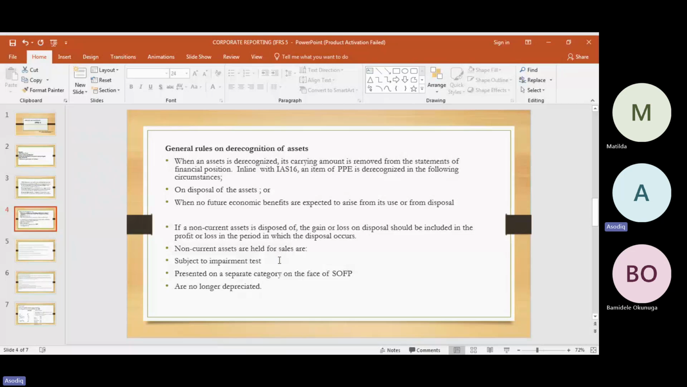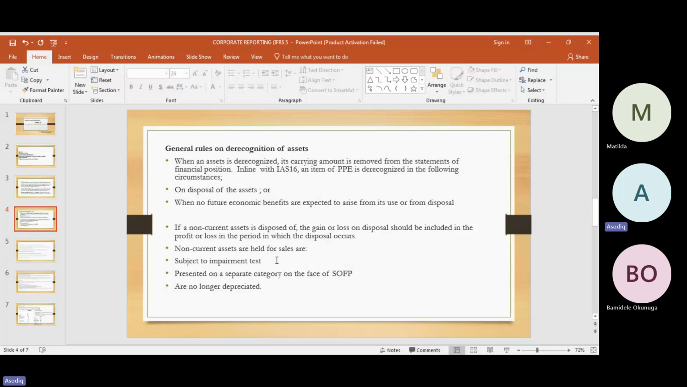So non-current assets held for sale are subject to impairment test. Once I realize that a particular asset has been subjected to impairment, that means that once your recoverable amount is lower than the carrying amount, you have impairment. So that asset has to be written down in our statement of financial position, presented in a separate category on the face of the SOFP. So I'm going to prepare that account separately with notes to accounts, whereby the users and readers of the FS will understand that I'm no longer putting this particular asset into use anymore, so I'm no longer depreciating it.